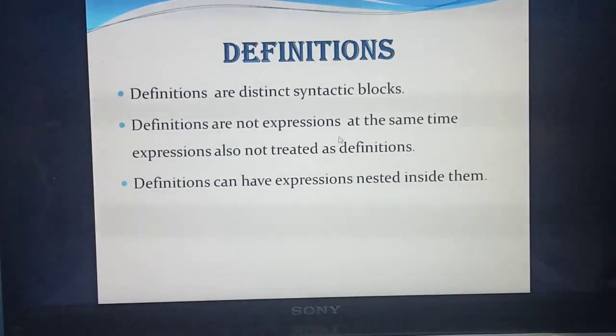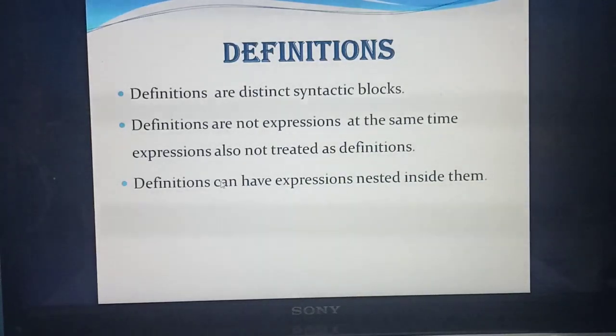Okay, so that's the second point they are telling: definitions are not expressions. That means if you give the value alone, it's not an expression. But expressions are also not treated as definitions. For example, if you give a without giving the value, can you say that's an expression? No. Or a definition? No. That's what they have given. Okay, then you can also define this function definition one inside another. One inside another means we can say nested. Understood? So here we can expect one more question, one more question from the book.